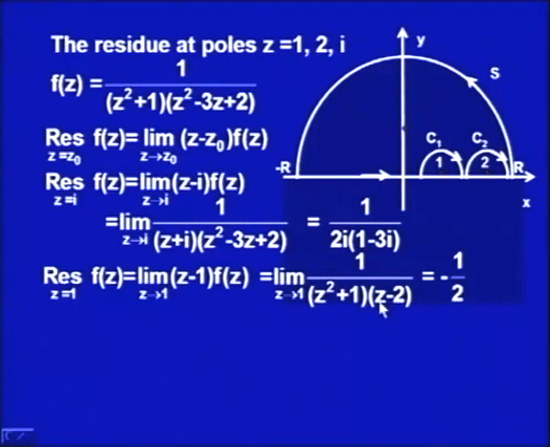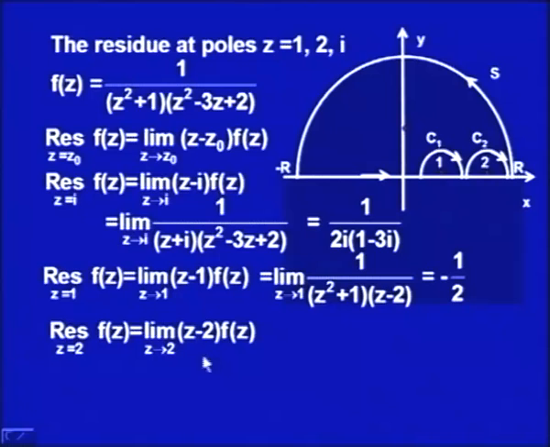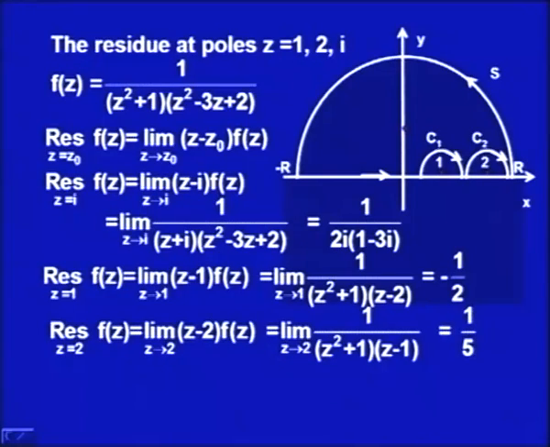Similarly, the residue at the pole z equal to 2 would be the limit as z approaches 2 of (z minus 2) f(z), and what we get is 1 upon (z squared plus 1)(z minus 1). Evaluating at z equal to 2, the first factor gives me 5 and the second gives me 1. So we would get 1 upon 5.